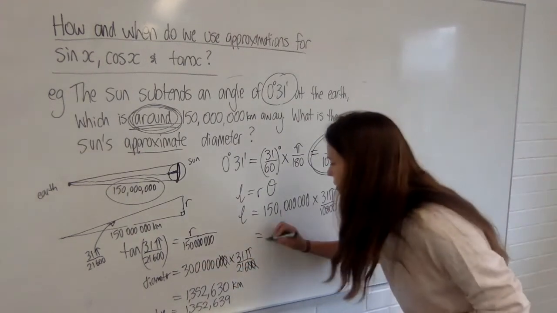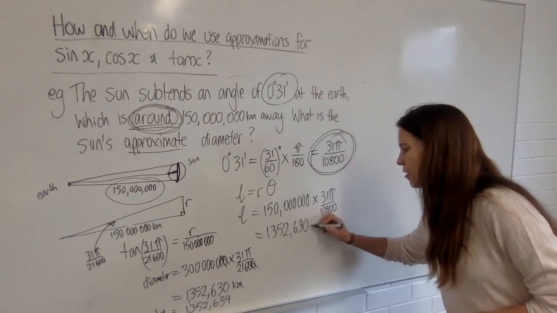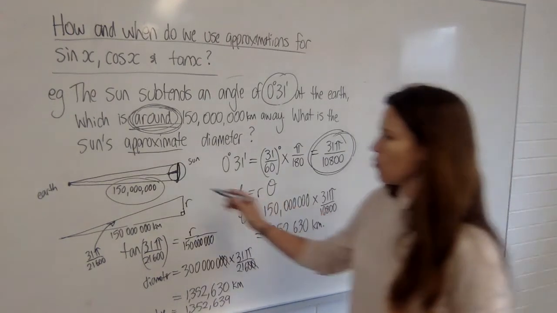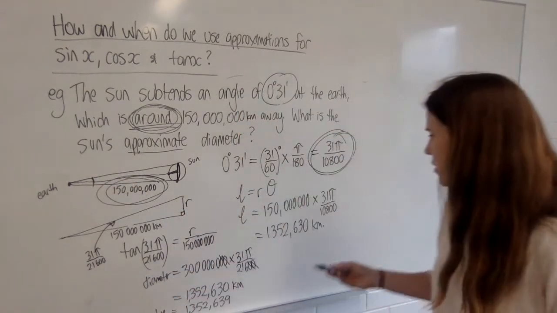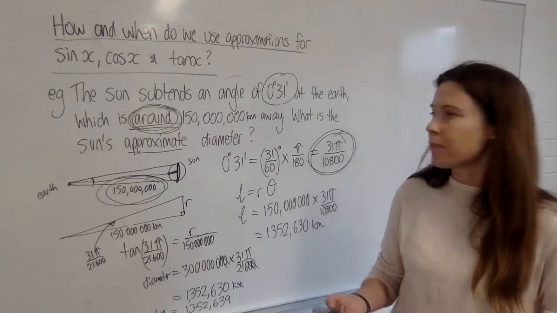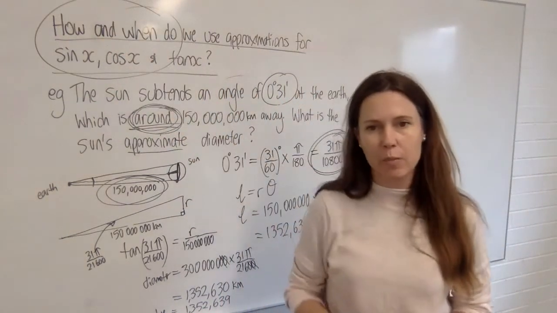So this is going to give us the exact same answer, which begs the question, how do you decide how to do a question like this? Well, when we've got really large distances involved and really small angles, all of your methods will tend to roll together and give you a very similar answer. And that really answers how and when and why we use these approximations.